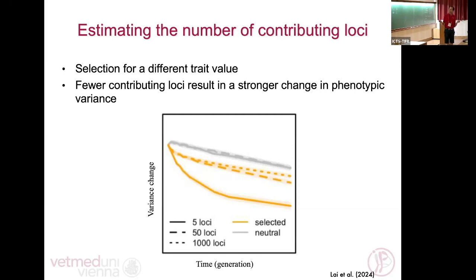If something is neutral, and then we think about different numbers of loci, you can see here we differentiate between 5, 50, and 1,000 loci. It's a moderate version of an infinitesimal model, but you can see that there's basically no effect of the number of loci that you have with respect to change in variance. Why is variance still changing? And this is, of course, because of drift.